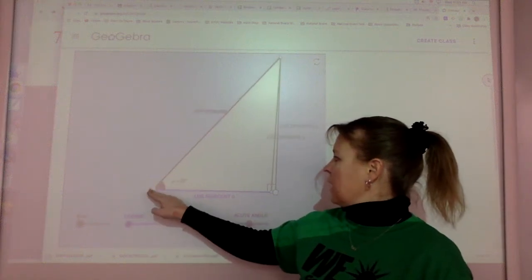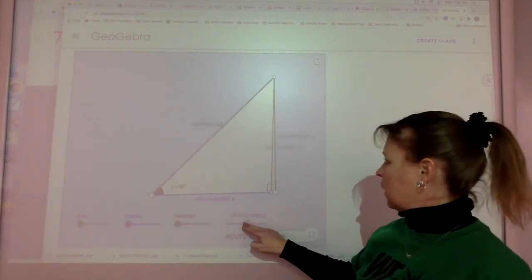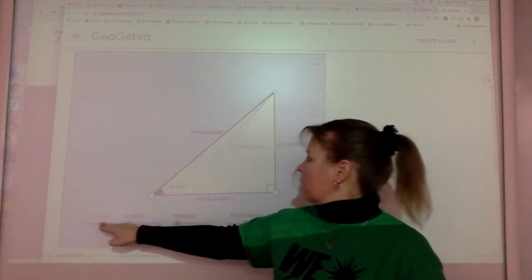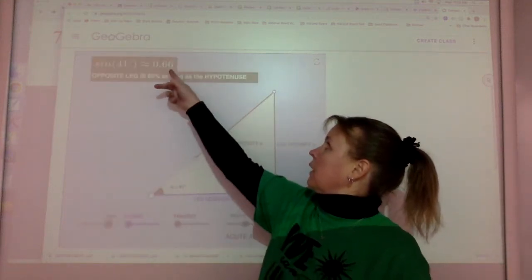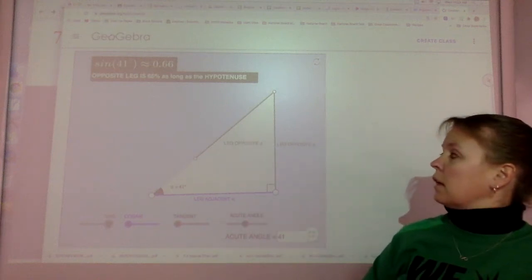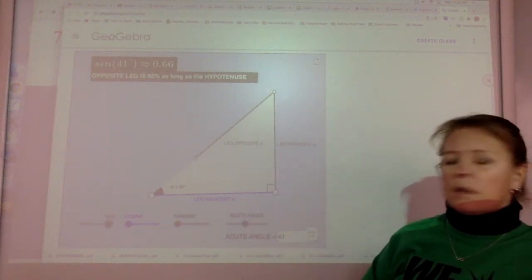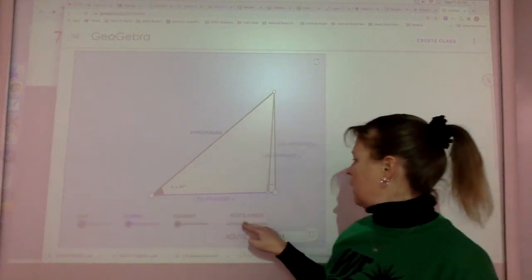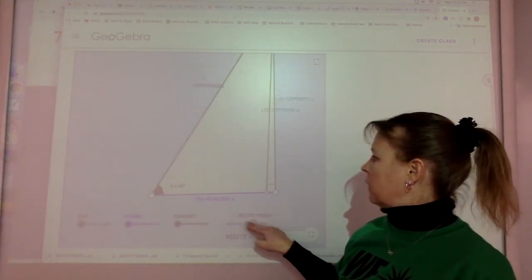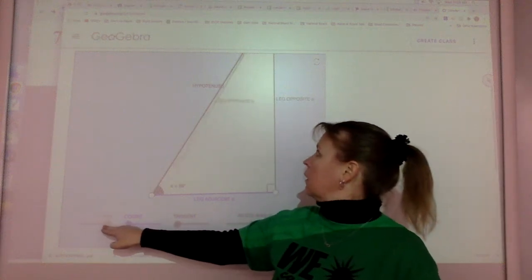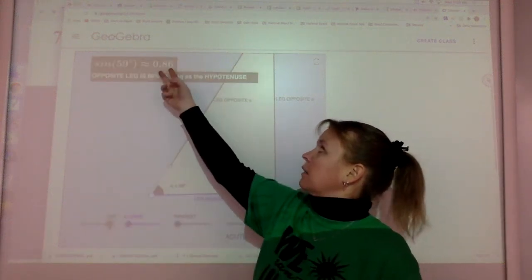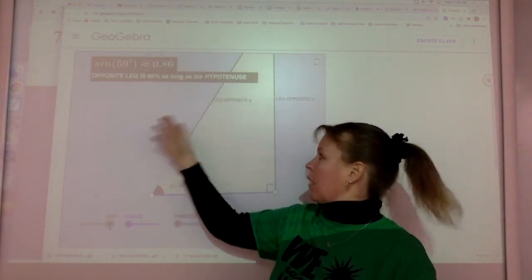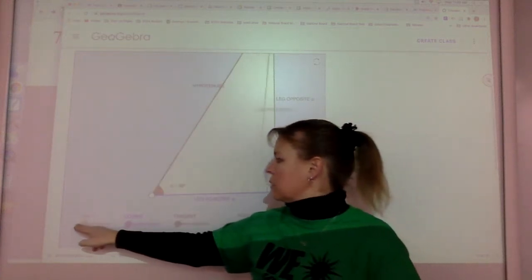If I change this angle, so now it's a 41-degree angle, now it's only about 2/3 as long as the hypotenuse is. So the ratio will change depending on how big the angle is. If I do it this way, the ratio is 0.86. And notice we don't usually use decimals, we use a fraction and put opposite over hypotenuse. But that's what the ratio is showing.